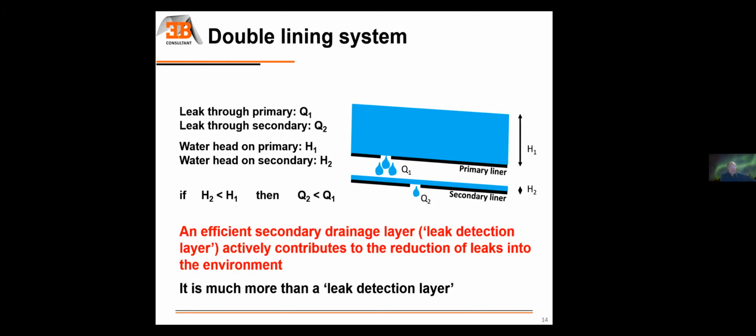So a secondary drainage layer installed between two geomembranes for lining application is actually much more than a leak detection layer. And I think that's something that should really be considered on the Australian market. Right now, it's only a single liner for most of the application I've seen. And really, that's something that people should look at in Australia.